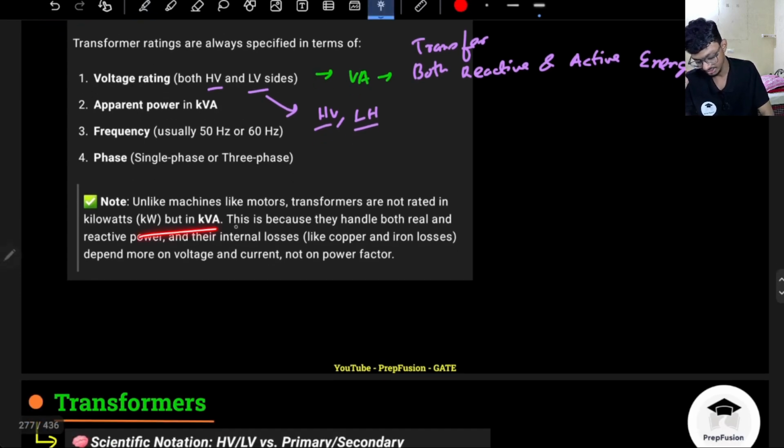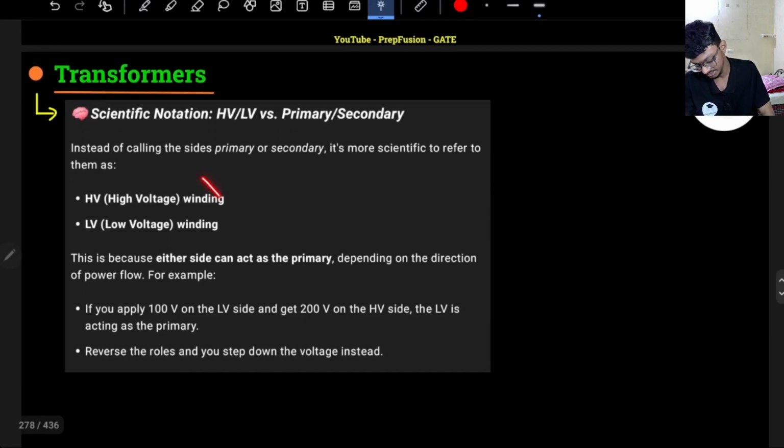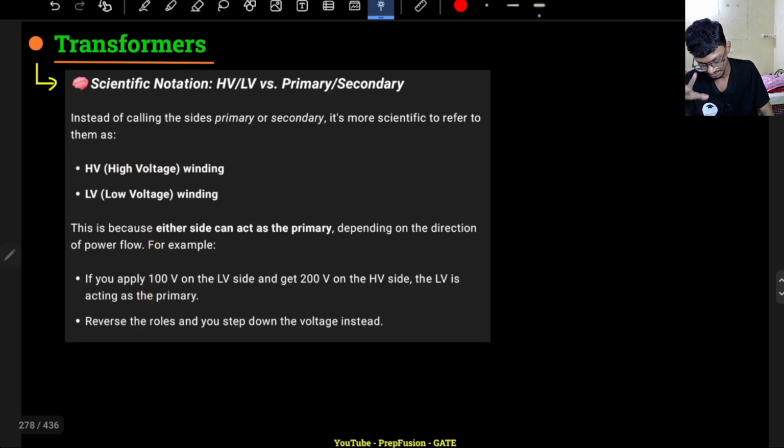Same thing is written here: why the rating is in kVA, and why the windings are named HV and LV, not primary and secondary. The reason is also mentioned over here. Very easy: any transformer can work as a step up or step down, because it depends on which winding I'm connecting the voltage to. You just should not go out of the rating, that is the important part.